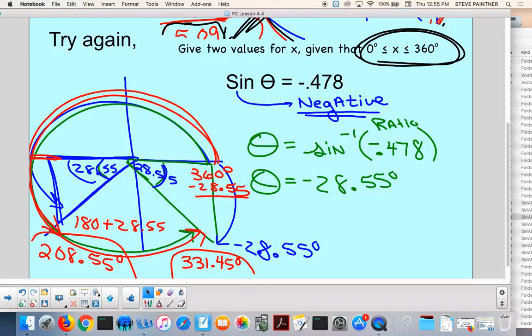Tangent of theta is similar to this, right? And sine must be positive. Sine is positive in quadrants 1 and 2, so you're in 1 or 2. Where's tangent theta? It's 1 or 2. So you're in the second quadrant.